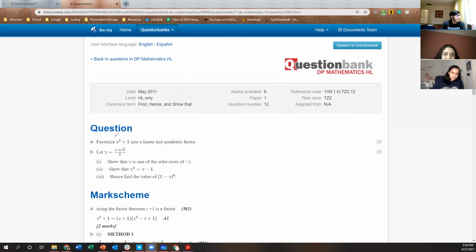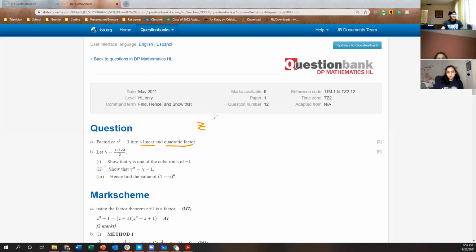Okay. So we have z cubed plus 1, and we want to factorize it into a linear and a quadratic factor. What do you think? What's probably the first option we can do here? Actually, this doesn't even rely on quadratic factoring methods that we know. This is actually a formula that you should know.